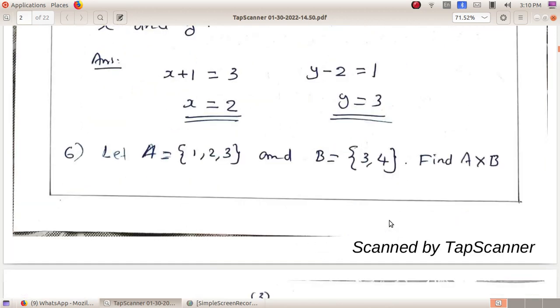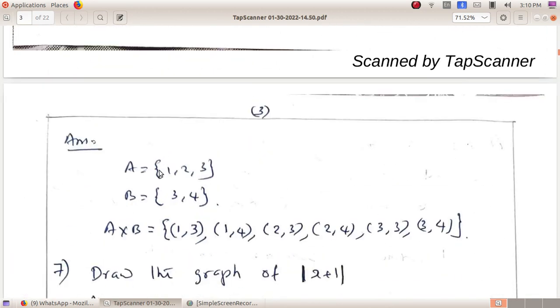Let A be equal to the set {1, 2, 3} and B is equal to the set {3, 4}. Find A cross B. See, A and B are these two sets. Then what is A cross B? The set {(1, 3), (1, 4), (2, 3), (2, 4), (3, 3), (3, 4)}. This is A cross B.